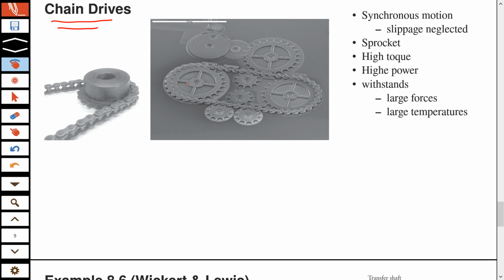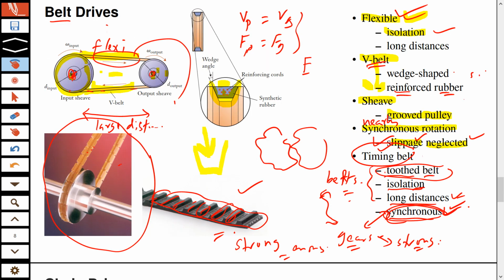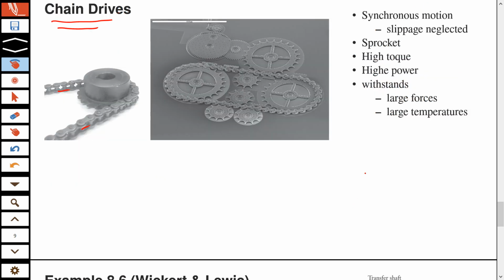Now chains, like the ones you have seen on a bike, are metallic. And being metallic, you automatically have these properties. Long distance may not be possible, it's just short distance, but you do have synchronous motion, and slippage can be neglected.